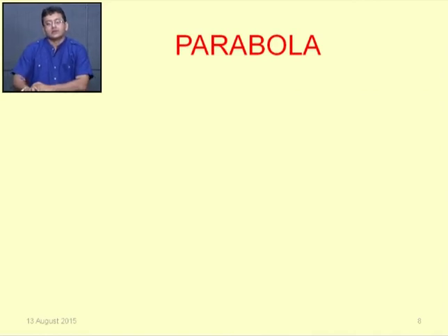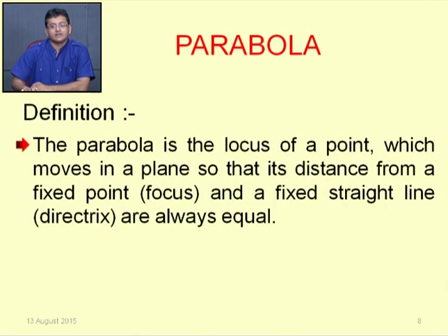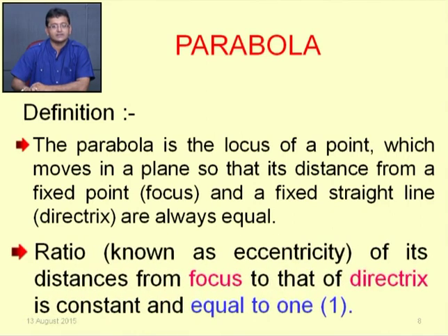Now, what is a parabola? As we have seen, the definition of a parabola is: it is the locus of a point which moves in a plane so that its distance from a fixed point and a fixed straight line is constant and equal to 1. So it is equidistant from the focus and directrix.